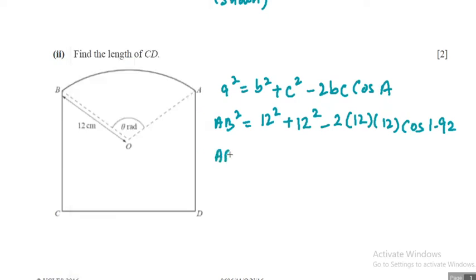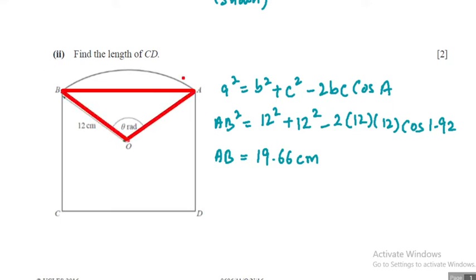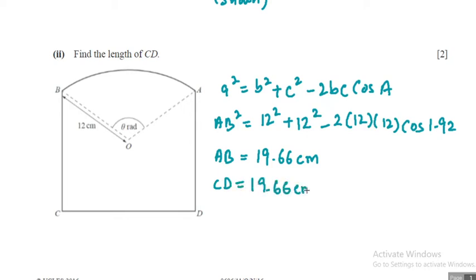So your AB here is 19.66 centimeters. Okay, so that is your AB. If you can see this triangle, as I said, this chapter they like to combine with triangle. So we can use cosine rule, sine rule, or if you have a right angle triangle, apply SOHCAHTOA. So that's CD. This is AB, but AB is also CD, right? So CD equals 19.66 centimeters as well.